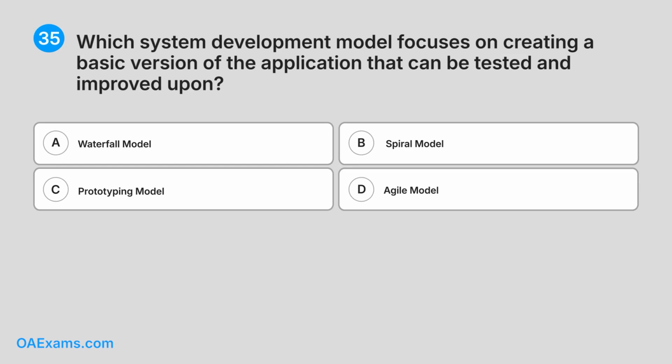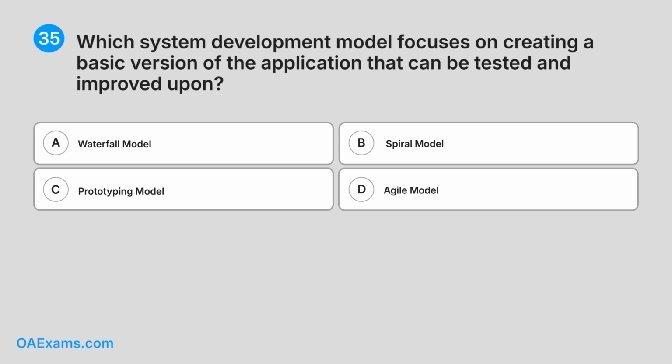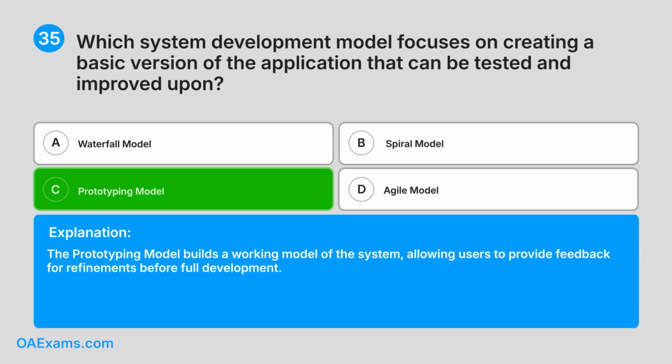35. Which system development model focuses on creating a basic version of the application that can be tested and improved upon? A. Waterfall model. B. Spiral model. C. Prototyping model. D. Agile model. Do you know the answer? Correct answer: C. Prototyping model. Explanation: The prototyping model builds a working model of the system, allowing users to provide feedback for refinements before full development.